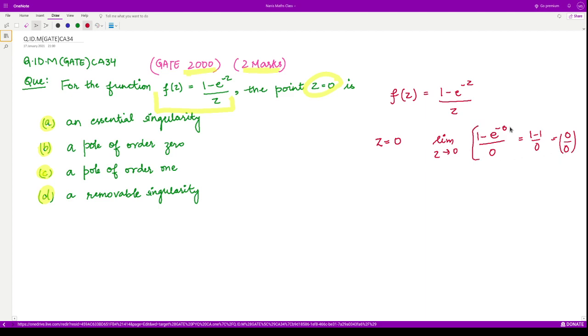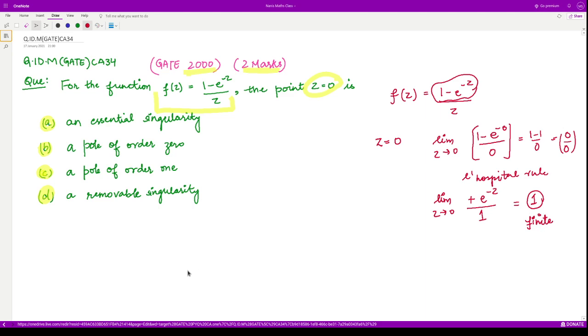So in order to take the limit of this function, you have to apply L'Hopital's rule. So you basically differentiate the numerator and then differentiate the denominator. So when you differentiate this numerator, you will be having minus e to the power minus z multiplied by minus 1. So it would be plus e to the power minus z, and in the denominator you would have simply 1. So now if you substitute z is equal to 0 into this, you will have the value as 1. So this value comes out to be a finite number, right?